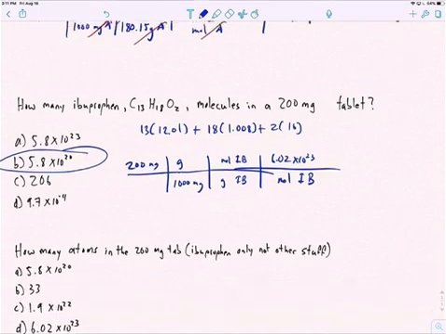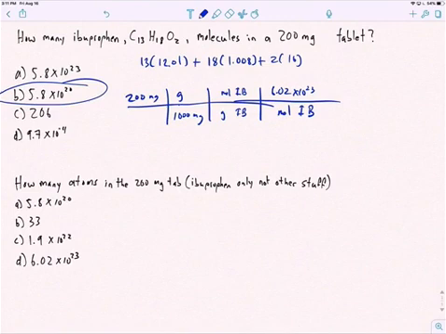But you can go ahead and do the whole thing. Now let's see if you can try to figure this out. How many atoms are in that 200 milligram ibuprofen tablet? Not just the other stuff, just the ibuprofen. Hint: ibuprofen has 33 atoms. The 13 plus 18 plus 2, so 13 carbons, 18 hydrogens, 2 oxygens, that's 33 atoms.